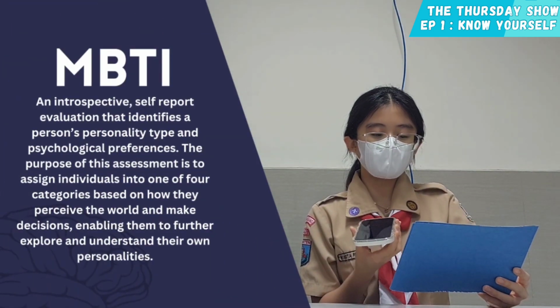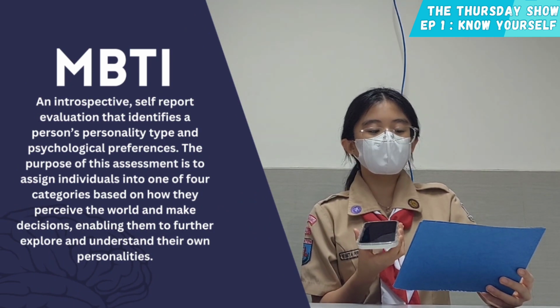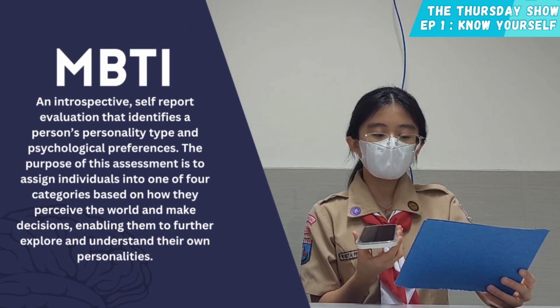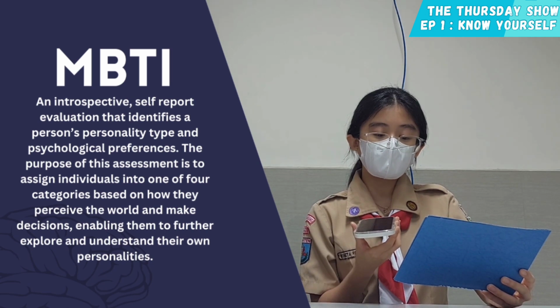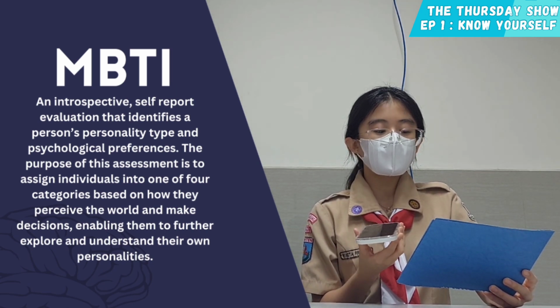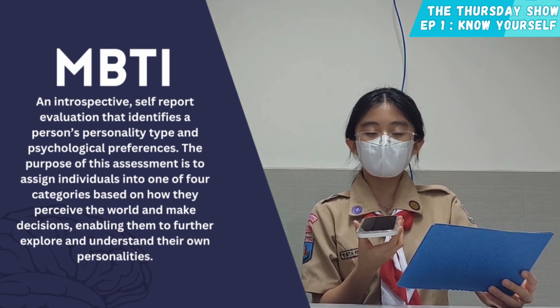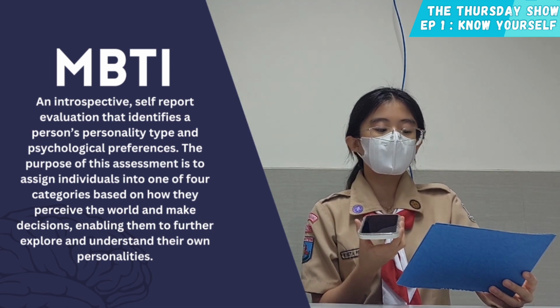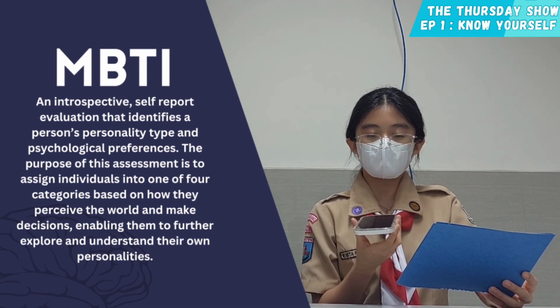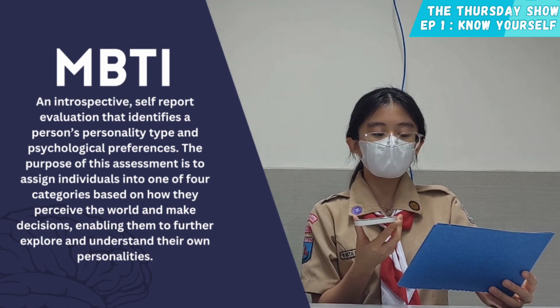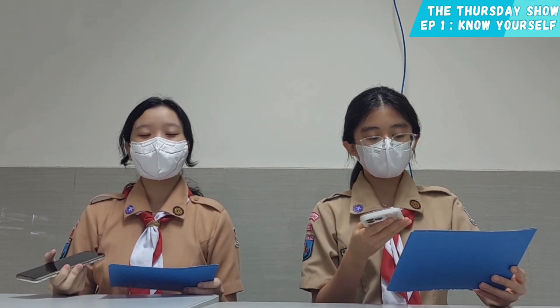So Wineta, what do you know about MBTIs? Right. The Myers-Briggs Type Indicator, or more commonly known as MBTI, is an introspective self-report evaluation that identifies a person's personality type and psychological preferences. The purpose of this assessment is to assign individuals into one of four categories based on how they perceive the world and make decisions, enabling them to further explore and understand their own personalities. We'll go ahead and explain what these four categories are.